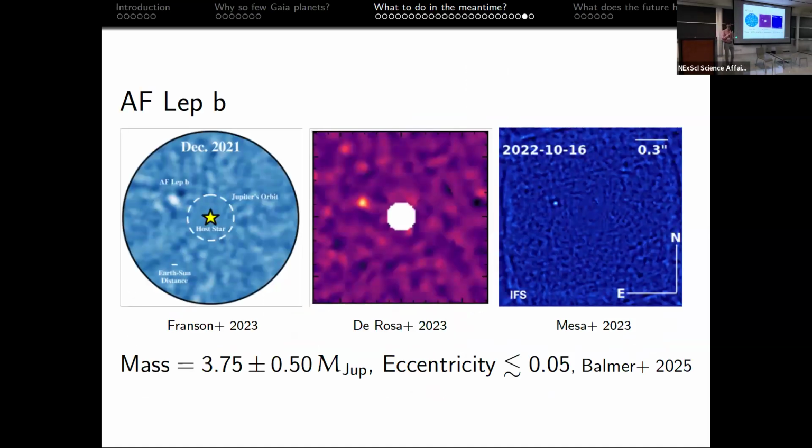Another example that is a significant part of the motivation for the hands-on session is this planet called AF Lep b, which is not quite as close. It's younger than the other system I just showed, and it's very low mass. It's only about 4 Jupiter masses. And it's on an almost circular orbit.